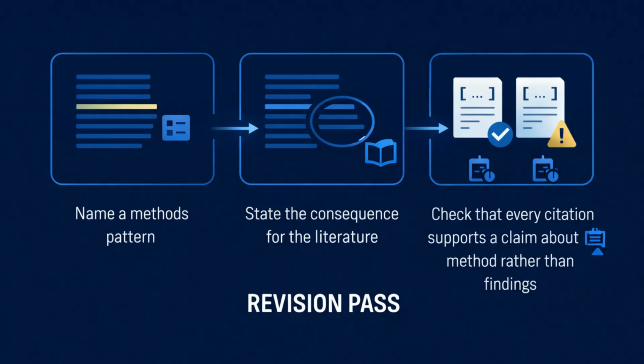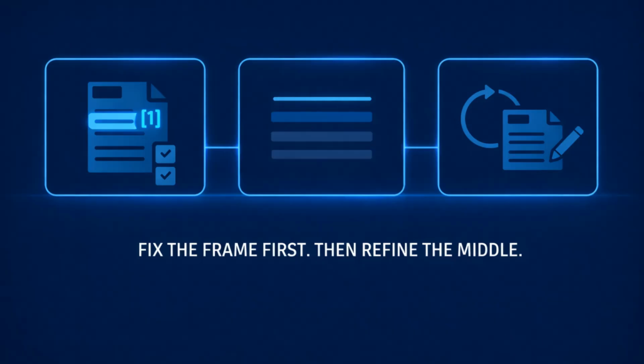Underline the first sentence and make sure it names a methods pattern rather than an author. Circle the last sentence and make sure it explains a consequence for the literature. Check that every citation supports a claim about method rather than findings.